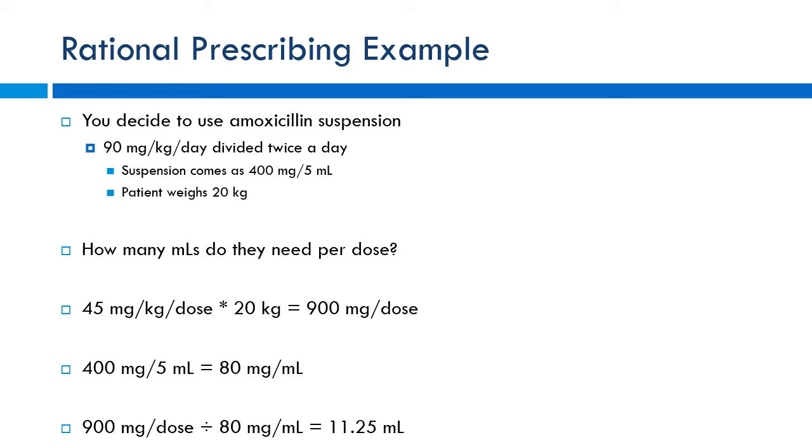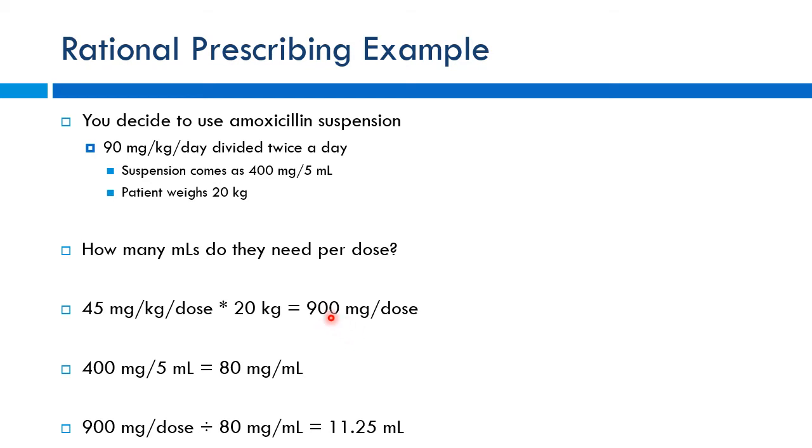Yeah. Fantastic. All right, so let's say our dose here is 90 mg per kilo per day divided twice a day. The suspension comes as 400 per 5, as we said, and the patient weighs 20 kilos. So again, how many mLs do they need per dose? Basically, we're going to do 45, because I just take that 90 and divide by 2 to get the amount I need per dose instead of per day. So 45 times 20 equals 900 milligrams per dose.